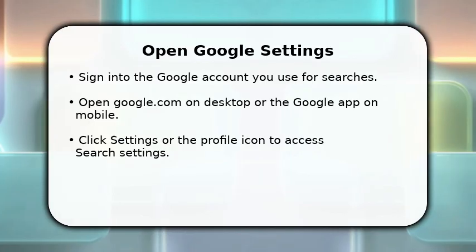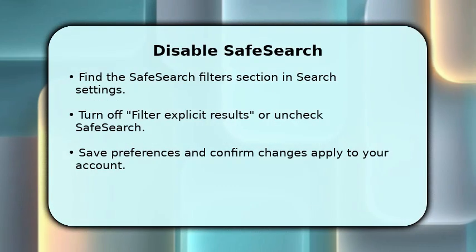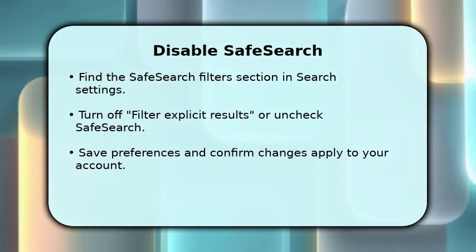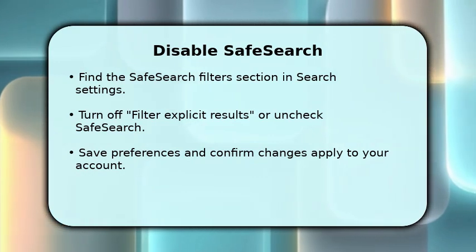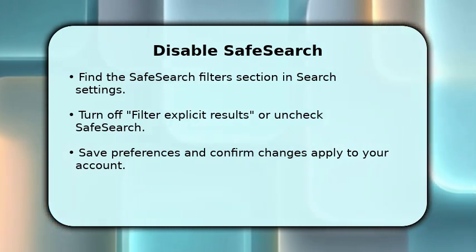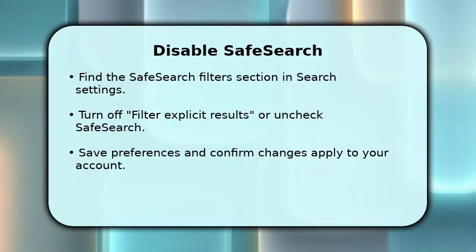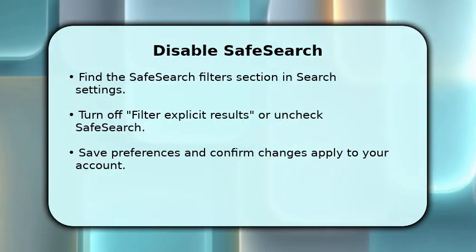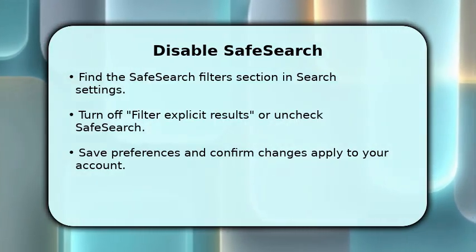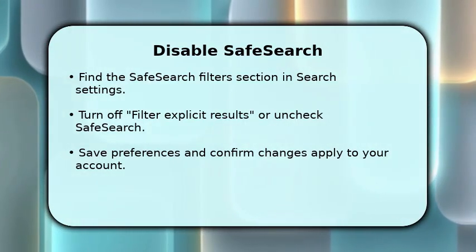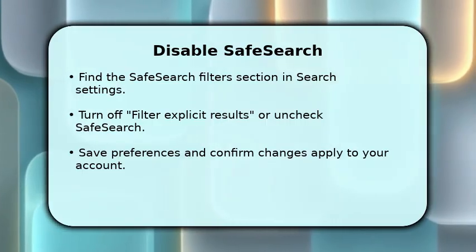Proceed to disable the filter itself. Once in Search Settings, locate the Safe Search Filters section. It's labeled Filter Explicit Results or Safe Search. You toggle the option off on desktop, uncheck the box. On mobile, switch the slider. After you change it, click or tap Save so Google applies the new setting to your account.